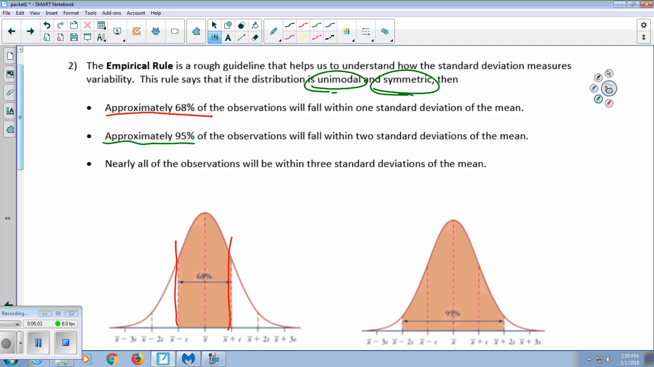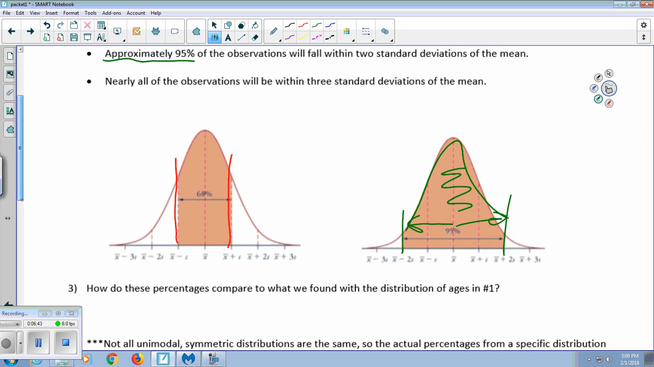95% of our observations will fall within 2 standard deviations of the mean. So again, 2 standard deviations greater than the mean, that's this way, or 2 standard deviations below. So 95% of our data fall in this shaded area here. And the third thing says that nearly all of our observations will be within 3 standard deviations of the mean. That doesn't mean every observation, but almost all observations will be within 3 standard deviations of the mean.